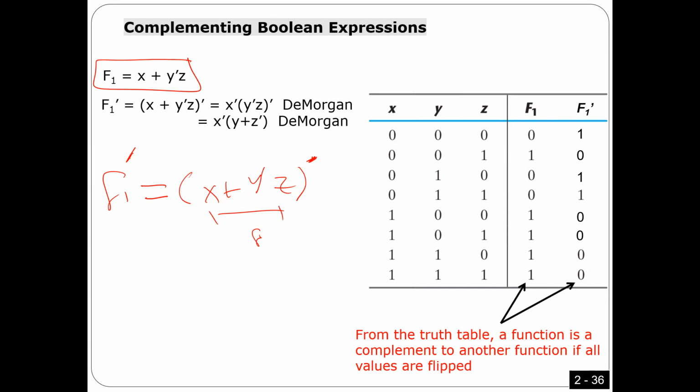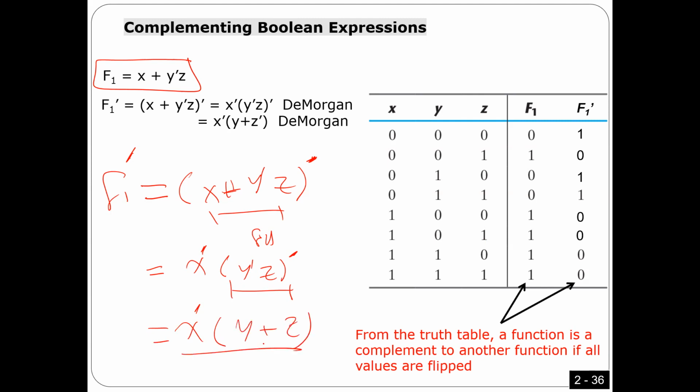Complementing a function means you just complement it. This is F1, and this is F1 prime. After that you can use De Morgan. If I use De Morgan here, it becomes X prime and Y prime Z prime. You can use De Morgan again here, so X prime and Y or Z. You can stop here if you want.